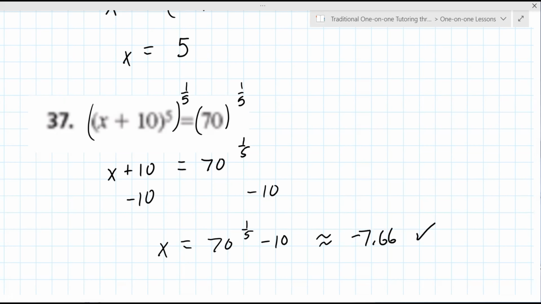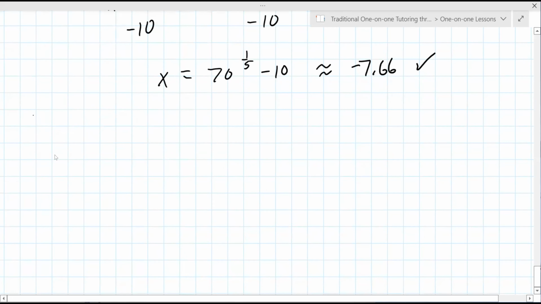Because the numbers don't mean anything to us, like 70 to the 1/5 power doesn't mean anything, you may want to ask your instructor, hey, working on some problems last night, are we going to have a calculator, or is it going to be non-calculator? It's always good to know.